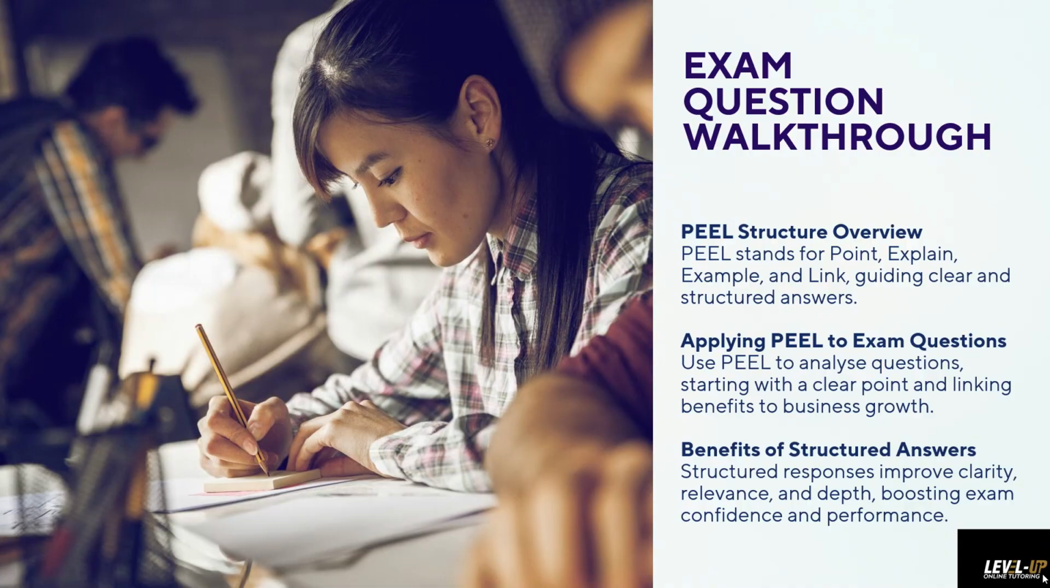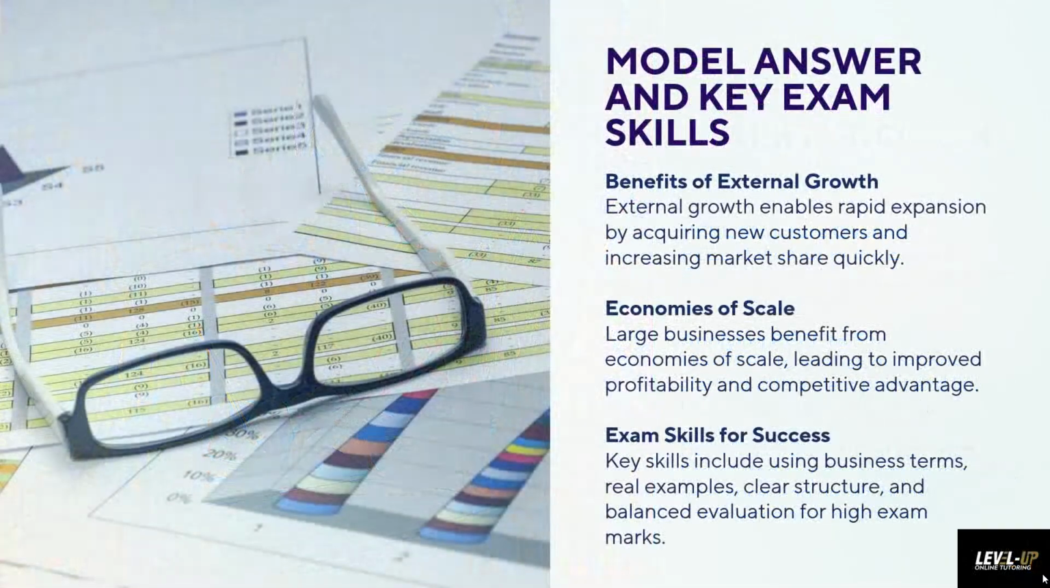Applying those, start with a clear point and make sure you're really specific to the benefits of business growth or the drawbacks of business growth. And you've really identified what type of growth you're talking about. And make sure those answers are structured, really clear, and you're using those connectives. So again, you may be looking at the benefits of external growth and making sure that you are answering it specific to the case study.